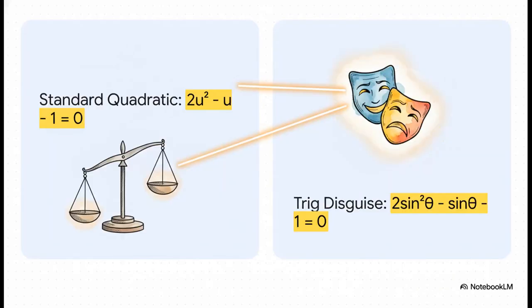Now, this is the slide where it all just clicks. Look at them side by side. The structure is totally identical. The only difference is that wherever you see a sine theta on the right, you see a plain old u on the left. Once you see that connection, the path forward becomes crystal clear.